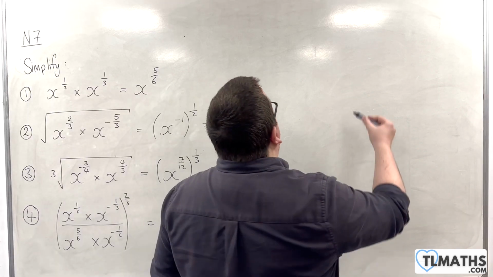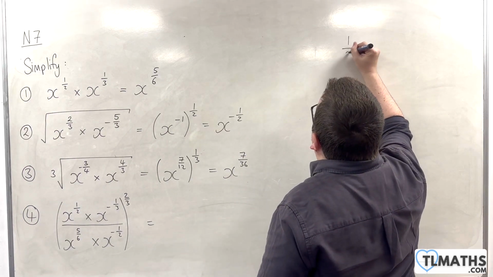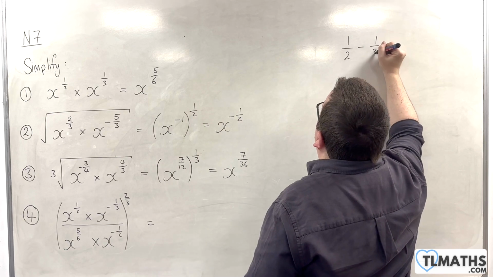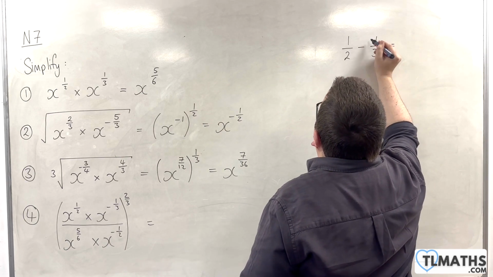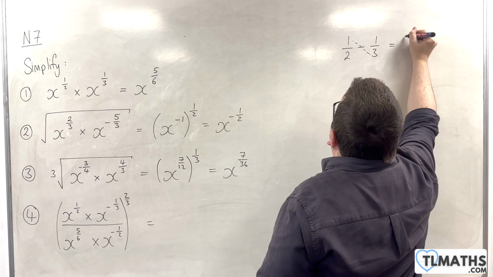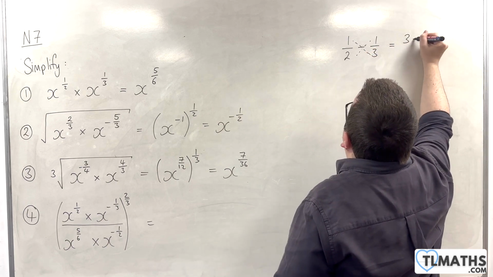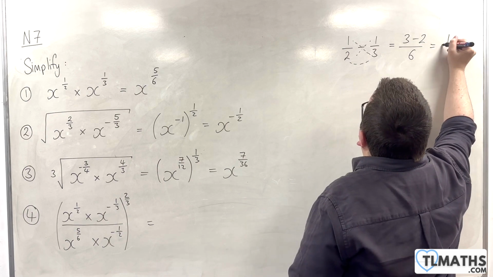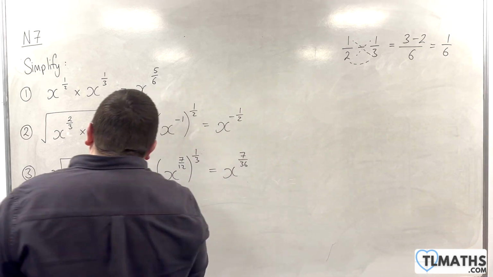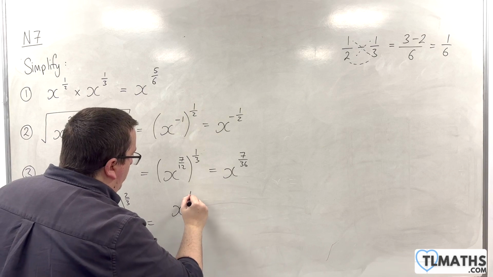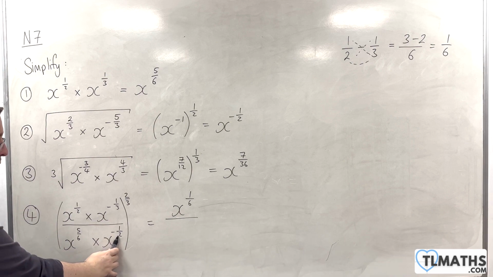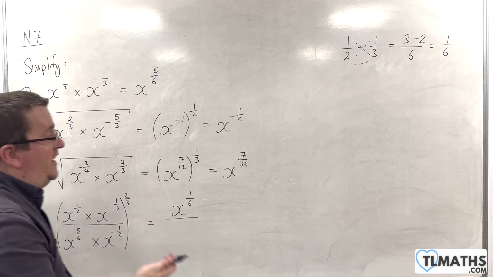So we're going to need to add together the indices, so 1/2 and negative 1/3, which is the same as 1/2 take away 1/3. So cross multiply, we're going to get 3 take away 2 over 6, so 1 over 6. So in the numerator we've got x to the power of 1 over 6. In the denominator we've got 5/6, and then we've got to add on minus a half. So 5/6 take away a half.